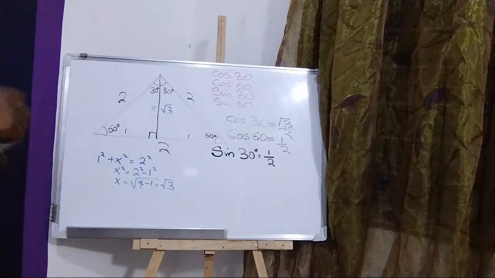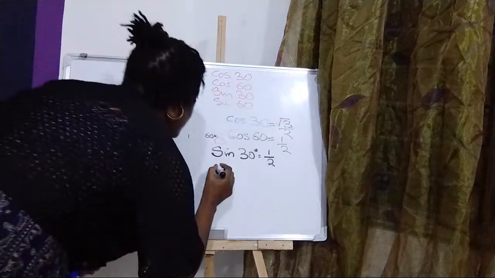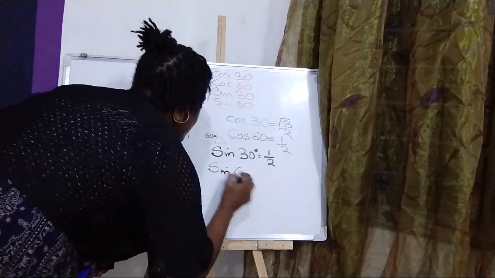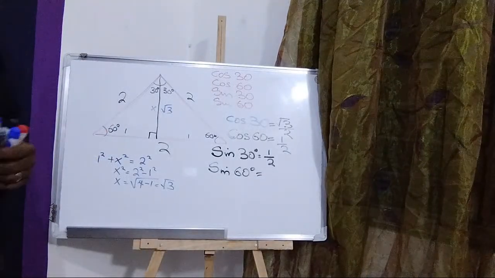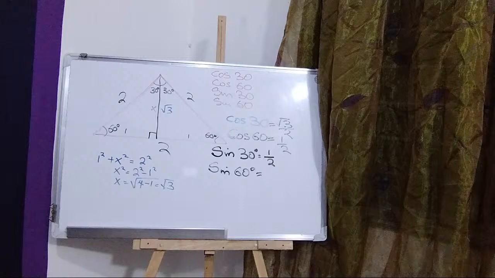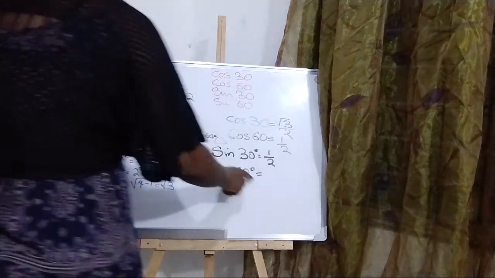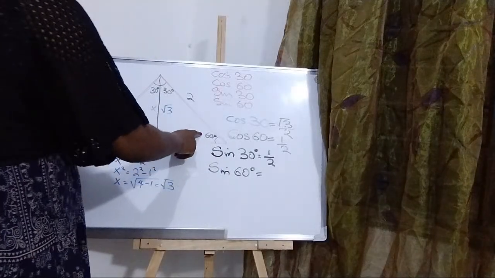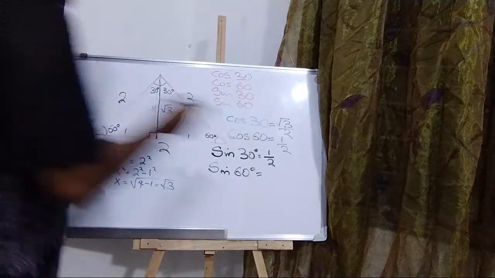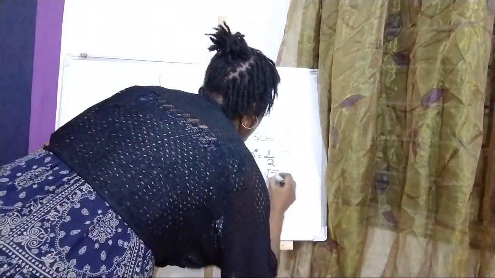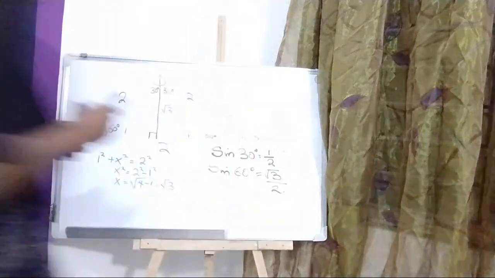So let's look for some other equal angles. So we'll say sine 60 degrees. Sine 60 is opposite all over hypotenuse. The opposite of 60 is what? Root 3. And the hypotenuse is what? 2. Okay?